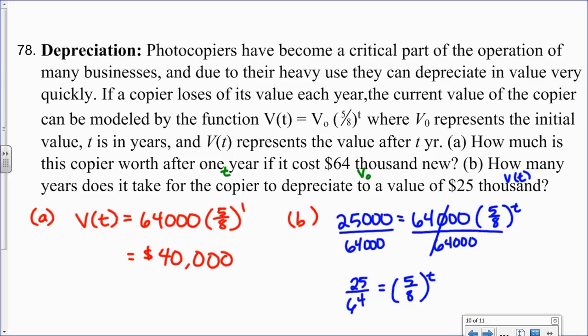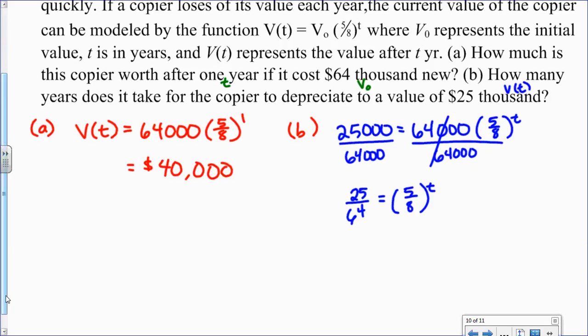So the smaller numbers are the 5 and the 8, so that's what I want to compare. Can I write 25/64 in terms of 5/8? Yes. What exponent would I raise 5/8 to get 25/64? 2. So remember, when you have a fraction to an exponent, you're exponentiating top and bottom. So they're the same. So 2 equals T. Okay. So 2 years.